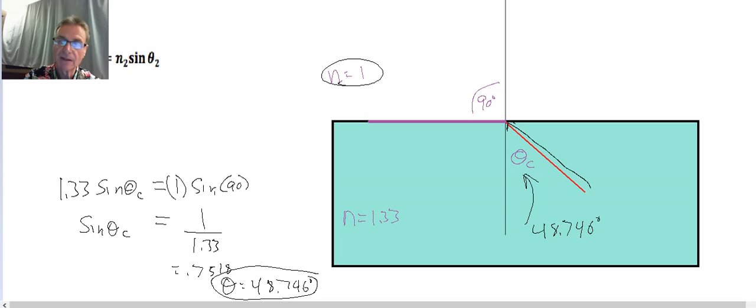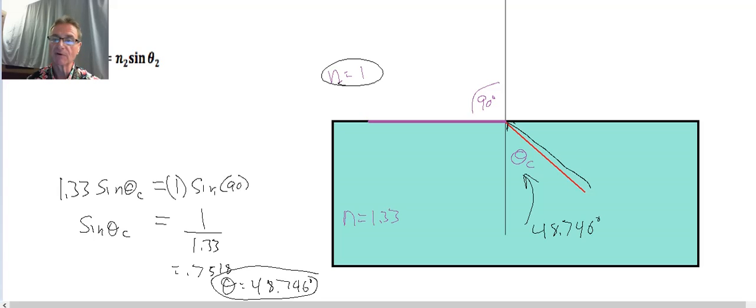hits the boundary, the ray of light is not going to escape into the air. It's not going to be reflected back into the water. It's simply going to skim the surface, and that's known as the critical angle. It's the angle at which the light does not escape at all. It does not escape, and it does not reflect, called the critical angle.